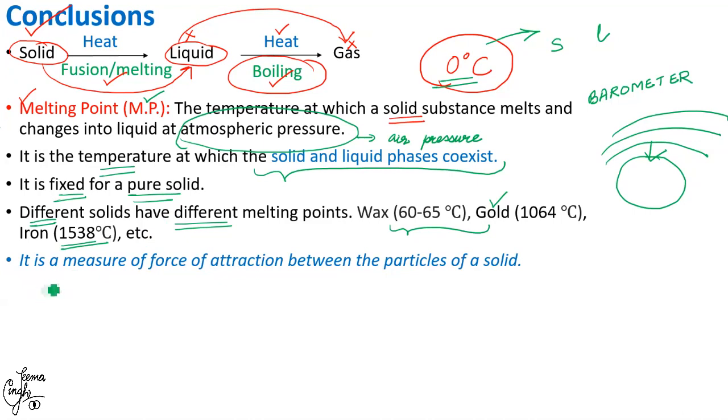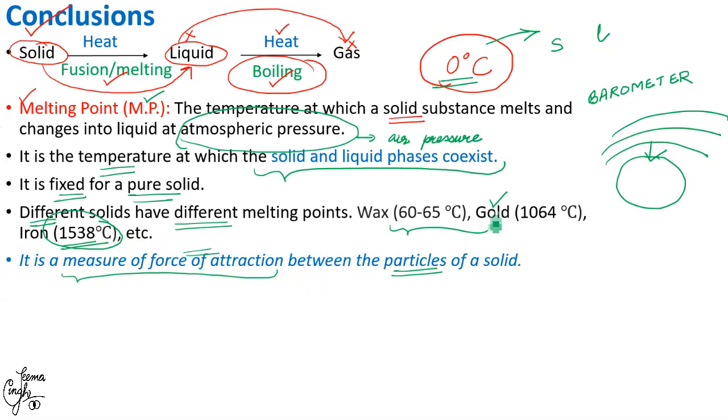Another important point is melting point is a measure of force of attraction between the particles of a solid, which means higher the melting point, greater is the force of attraction between the particles of a solid. For example, iron has a melting point of 1538 degrees Celsius, which indicates that the force of attraction between the atoms of iron is very strong. And in order to melt iron, this force has to be broken by supplying a greater amount of heat in comparison to wax. Wax has a melting point between 60 to 65, so it has weaker force of attraction between particles as compared to iron.